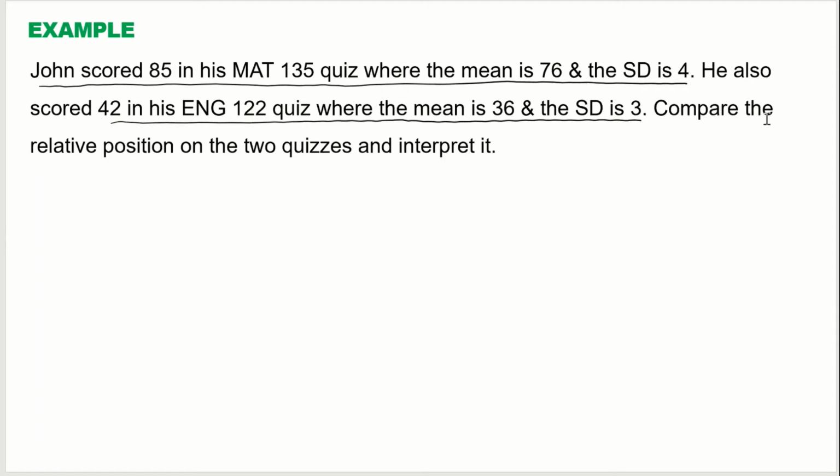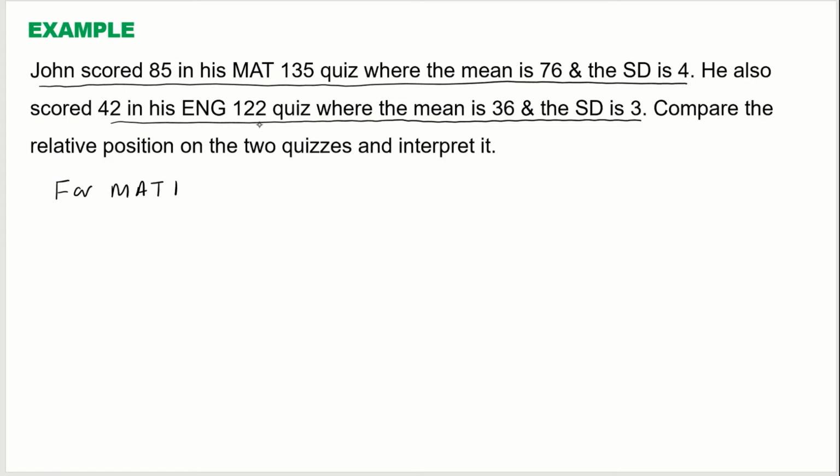So we have the information about the two different quizzes, Math 135 and English 122. And we are asked to compare the relative position on the two quizzes and to interpret that. So compared to the mean, how many standard deviations above or below the mean did John score in Math 135 and English 122? So let's see, for Math 135, let's do that.